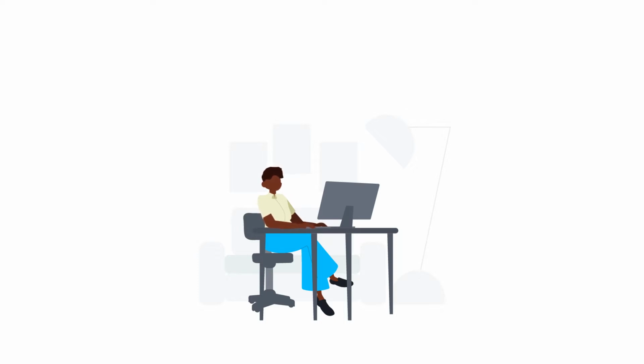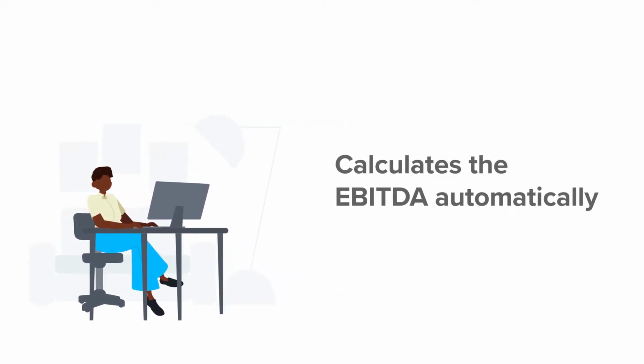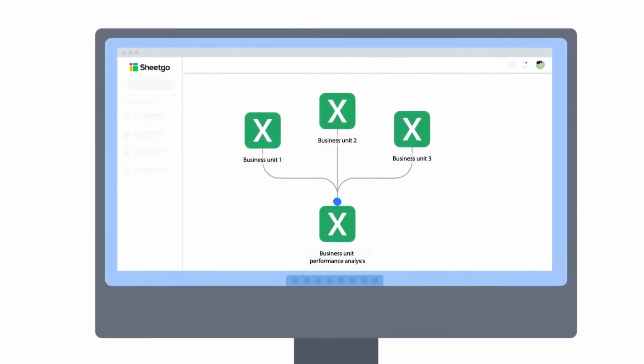The template combines all of this data and automatically calculates the EBITDA for different parts of your business. Unlike a standard spreadsheet template, this Sheetgo workflow contains 4 separate but connected Excel files. Data flows between them via Sheetgo connections. Sheetgo connections enable you to automate data transfer between multiple files.